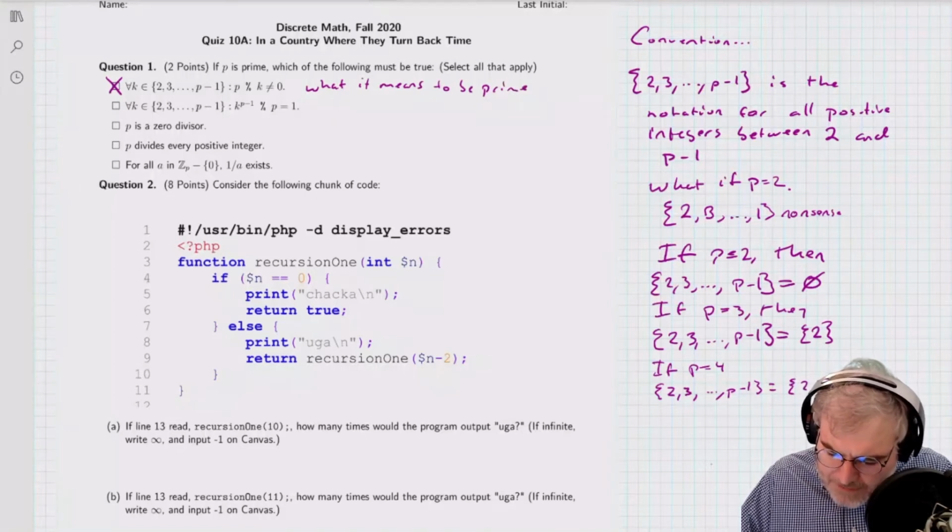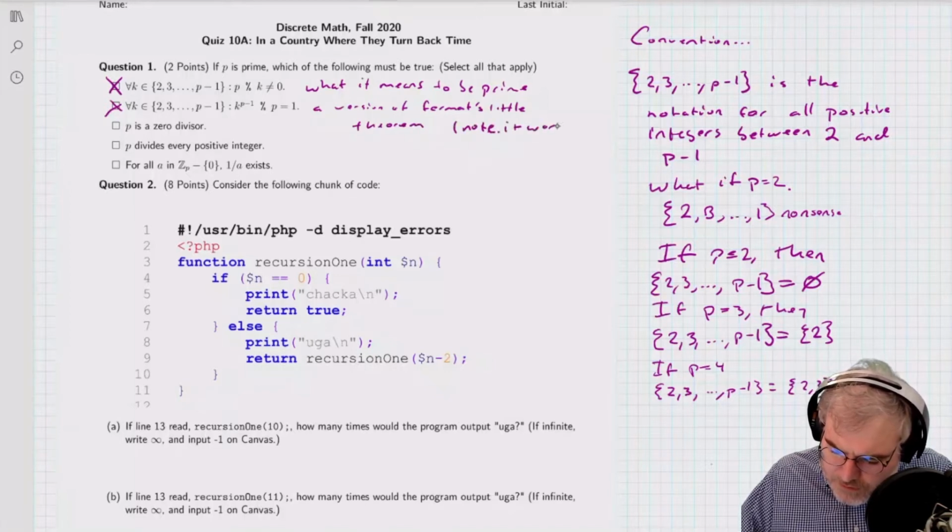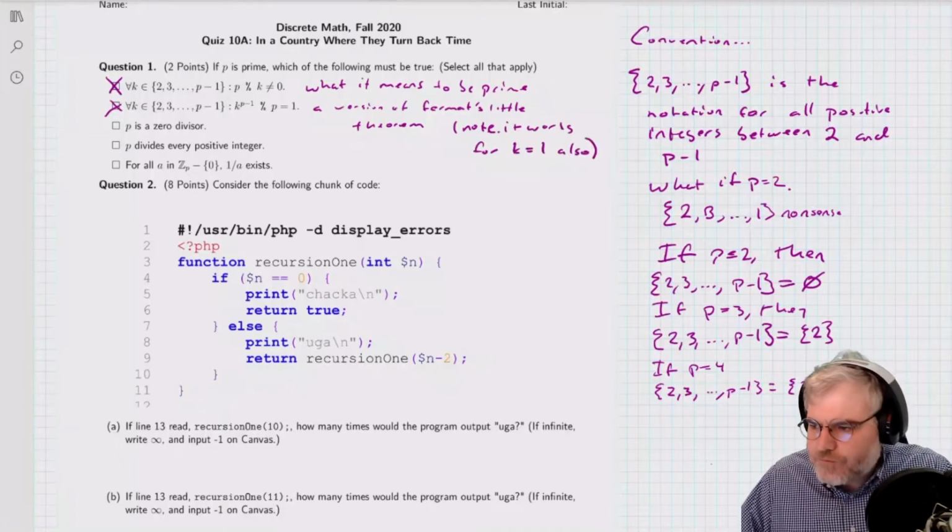For all k here, k to the P minus 1 mod P equals 1. And that is true. It's also true if we include 1. This is a version of Fermat's little theorem. Note, it works for k equals 1 also.